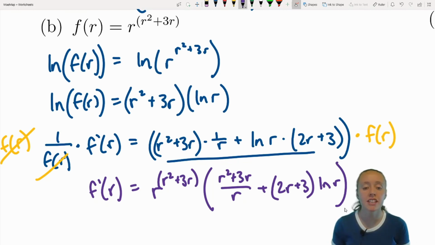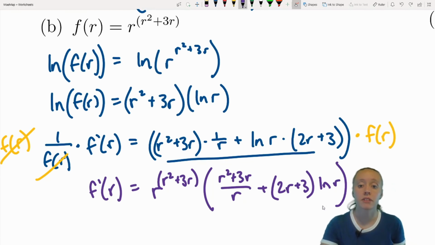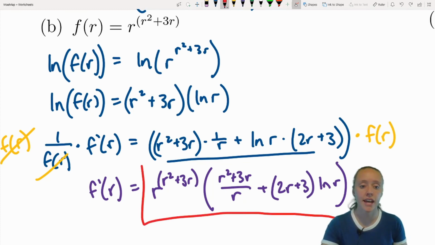And you can simplify this down using log rules if you want to move that 2r plus 3 up into the exponent of r within that logarithmic function that's left within your problem. But I'm going to leave it as is and continue on.